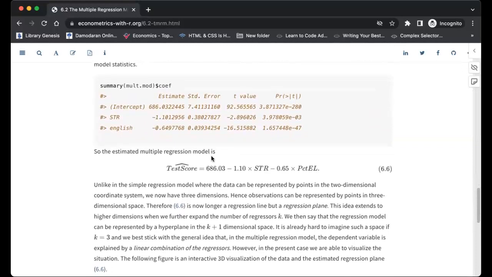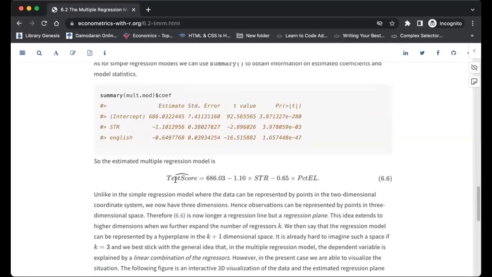The model was estimated, and we could see the test score estimates. We have the constant, which is the value when both the student teacher ratio and the English score are equal to 0. We have that to be 86.3, and then we have the coefficients here. So basically, that's the model.